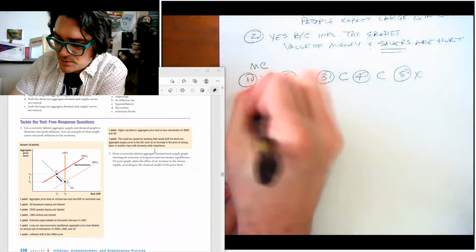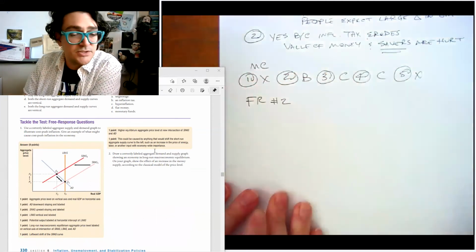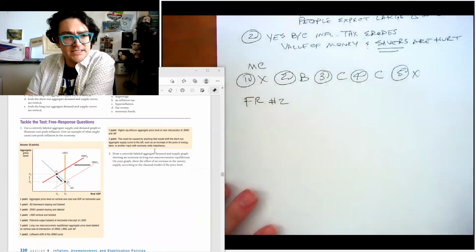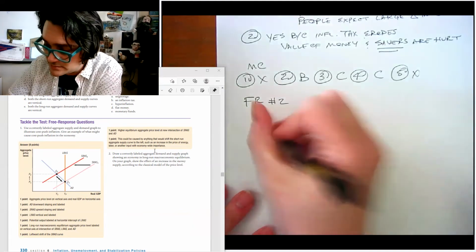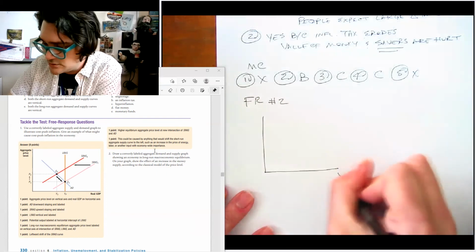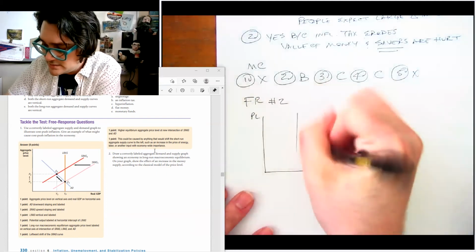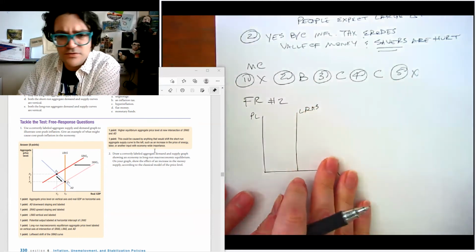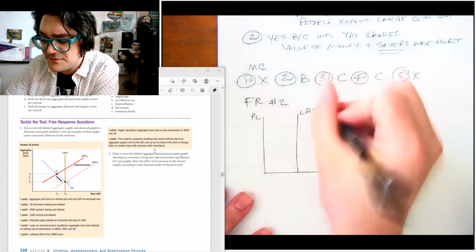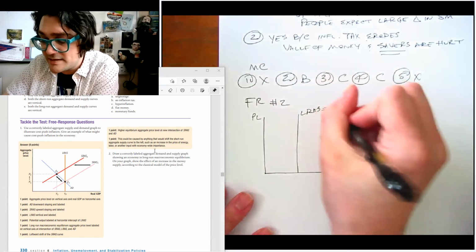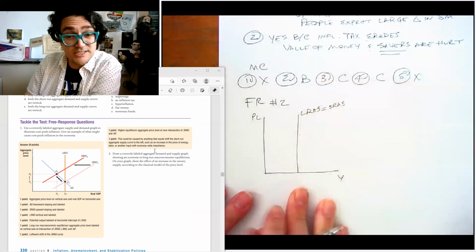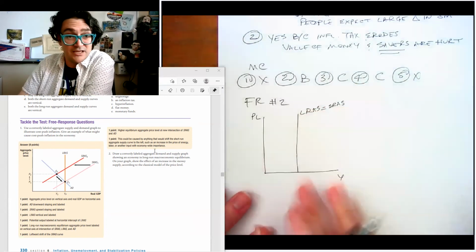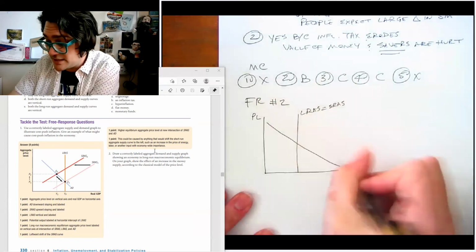Number 2, free response. Number 2 says draw a correctly labeled graph of AD-AS. Show the effect of an increase in the money supply according to the classical model of the price level. Okay. So YPL and then LRAS. This is interesting. I'm not 100% sure if they want me to do it this way, but I'm going to do it this way, because if it's the classical model, then these are the same thing. So that should be drawn just that way.